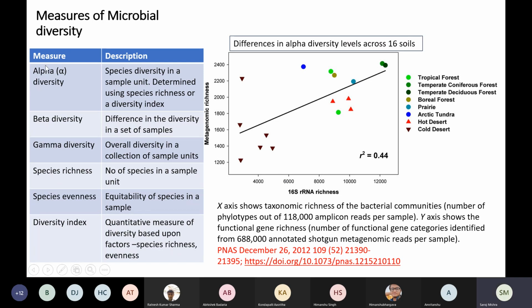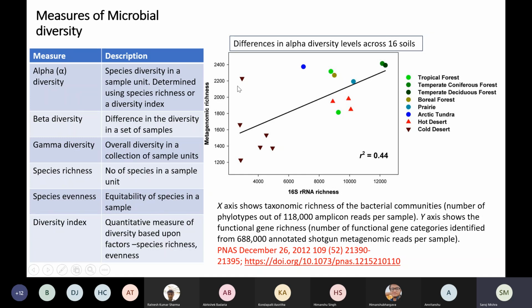Okay, so there are different parameters which have been numbered, for example, alpha diversity. So you have a microbial population which contains different types of microbes. Alpha diversity represents the species diversity in a sample unit, and it is determined using species richness or a diversity index. Each one of these terms has a special meaning, and I'll come back again to explain that. The diversity can be either alpha diversity, or you can measure it in terms of beta diversity, gamma diversity, species richness, etc.